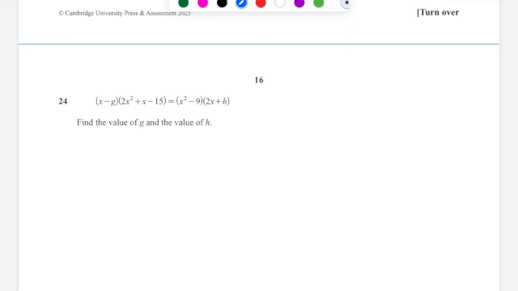Find the value of G and the value of H. So we have to find the value of G and find the value of H. So for that, what am I going to do? I have to check it out.